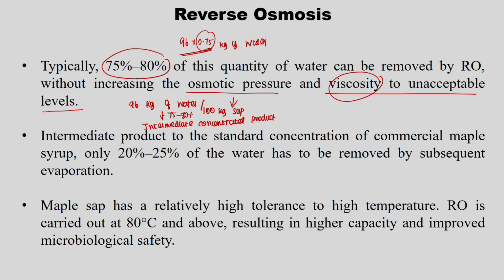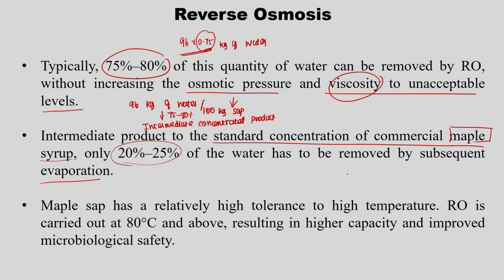Okay. So, this is an intermediate product to the standard concentration of commercial maple syrup. So, only 20 to 25 percent of the water has to be removed by subsequent evaporation. So, the maple syrup is a highly concentrated one. Okay. So, what we are doing here, maple sap is nothing but a 2.5 percent solid content.